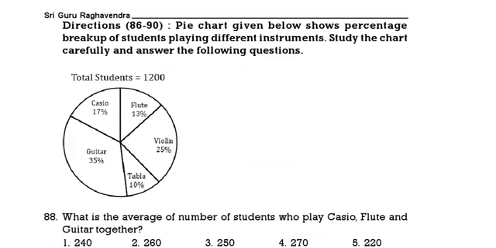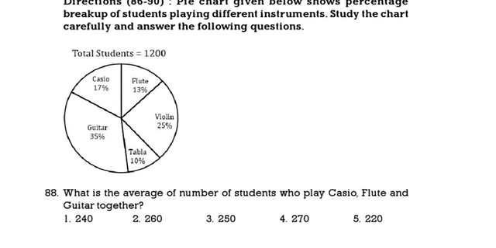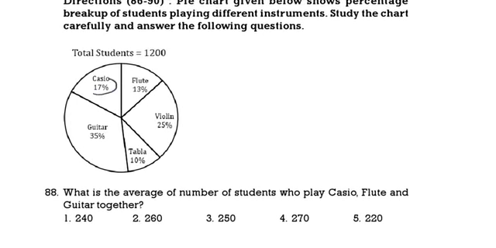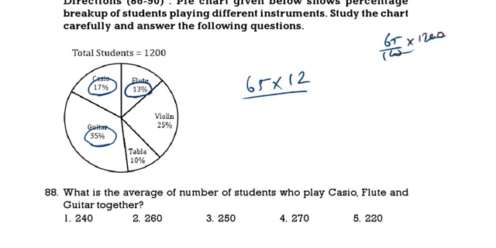Next, what is the average number of students who play casino, flute and guitar? Casino 17, flute 13 and guitar 35. So total 65 into 12. Actually we have to take 65% of 1200, so 2 zeros cancel, 65 into 12. Average means divide by 3. That means 65 into 4. 260. 260 is the correct answer.